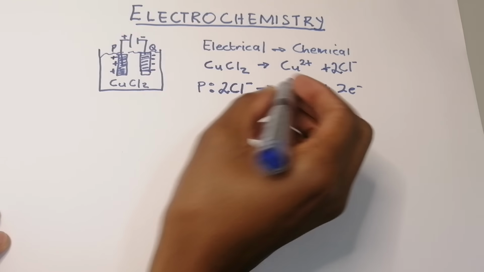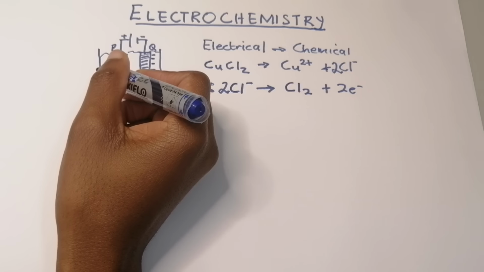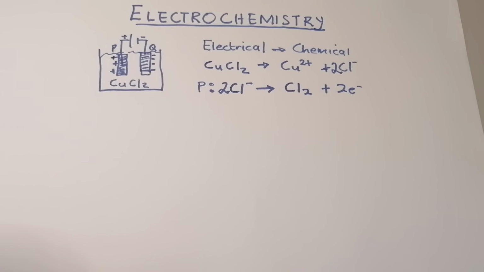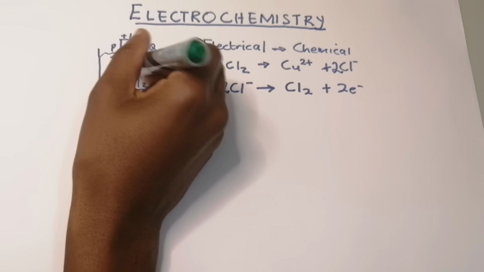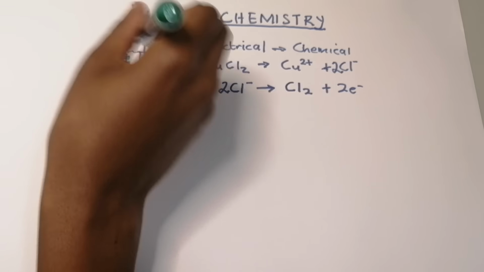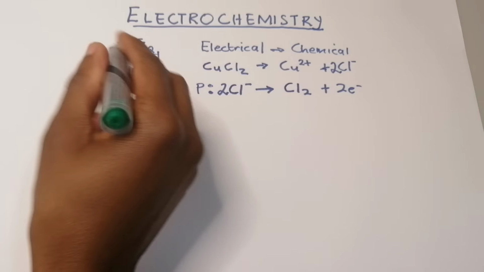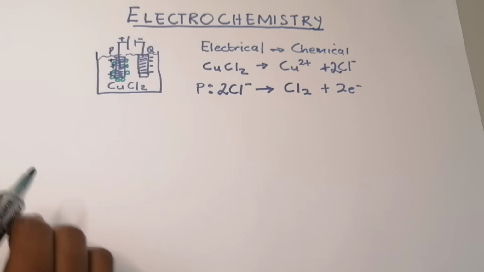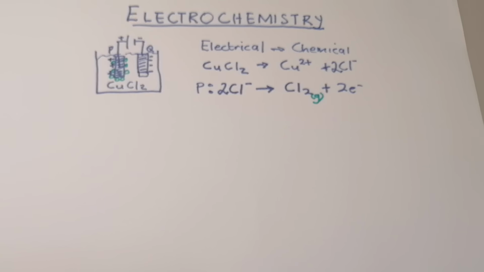Which means at electrode P, I am likely to see some bubbles forming, right? And what are those bubbles that will be forming? Those bubbles would be formed from the chlorine gas. There's a question that I remember they asked, where they say state the changes that would be observed in the cell. So the first change that you would observe is that there'd be bubbles forming, and those bubbles are because of the chlorine gas that is formed over there.